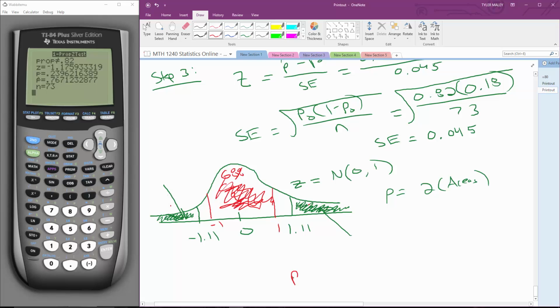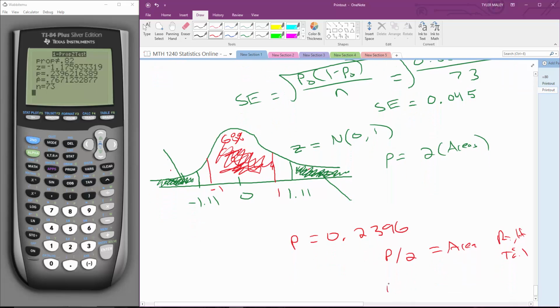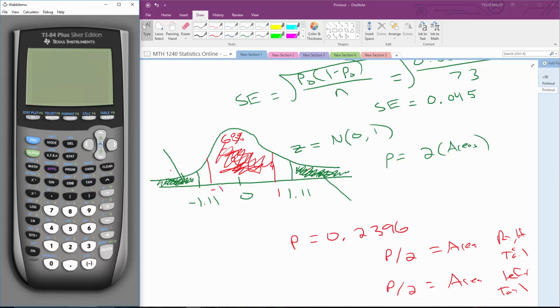So this is saying p equals 0.2396, right? So if I take P divided by 2, that would be the area of the right tail, and P divided by 2 would also be the area of the left tail. So if we take 0.2396 divided by 2, then I know this area is 0.1198, and this area is 0.1198. So my calculator already does that for me, so I don't necessarily have to double it.